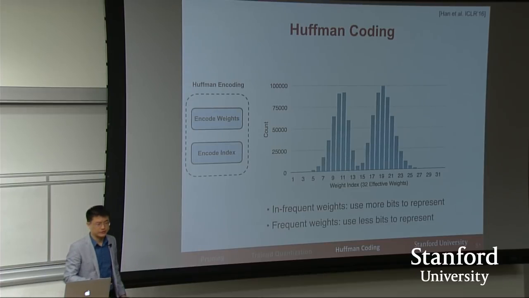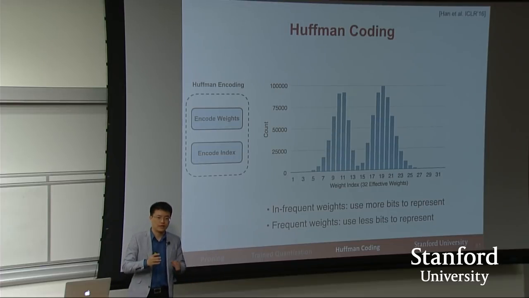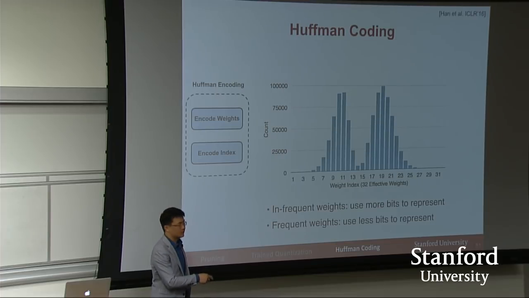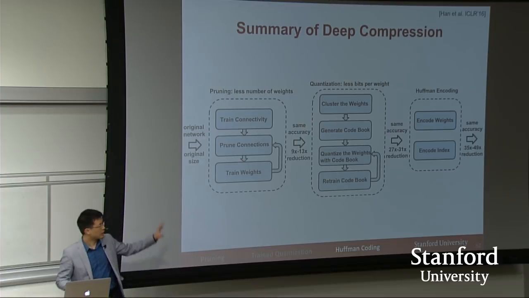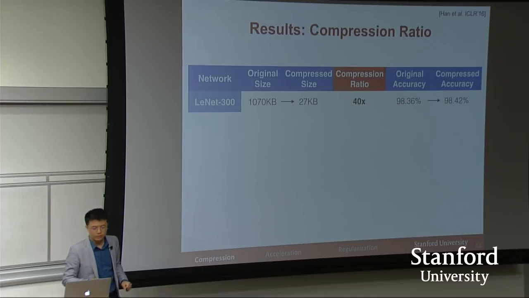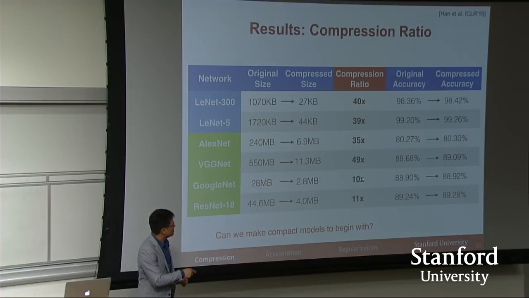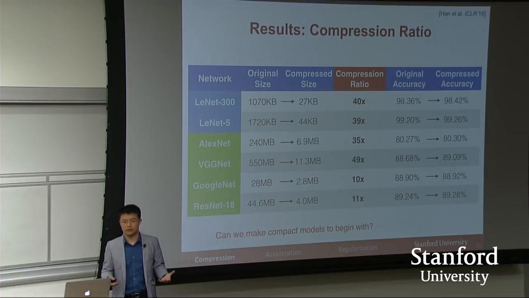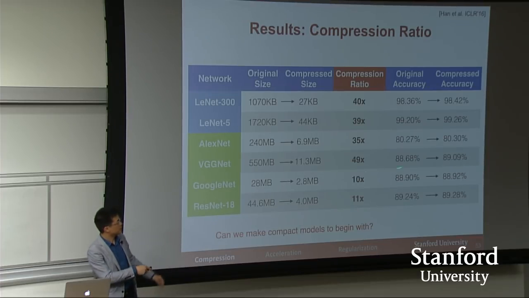And the final idea is we can apply Huffman coding to use more bits for those infrequently appearing weights, and fewer bits for those more frequently appearing weights. So by combining these three methods, pruning, weight sharing, and also Huffman coding, we can compress state-of-the-art neural networks from 10x to 49x without hurting the prediction accuracy. Sometimes a little bit better, but maybe that is noise.